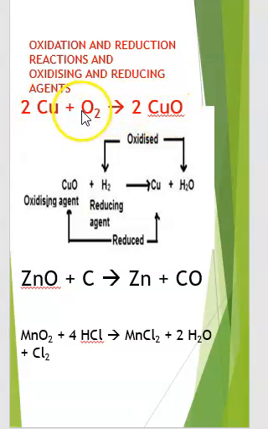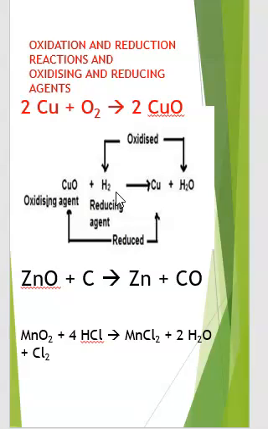Now here, as you can see, oxygen is being added to copper, and such reactions where oxygen is being added to any substance are known as oxidation reaction. As simple as that. Now further, if you pass hydrogen gas through this copper oxide which is formed, you get the brown color of the copper back. That is, the reaction is reversed.